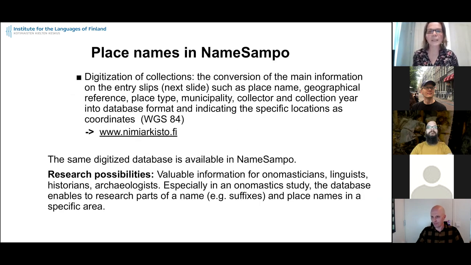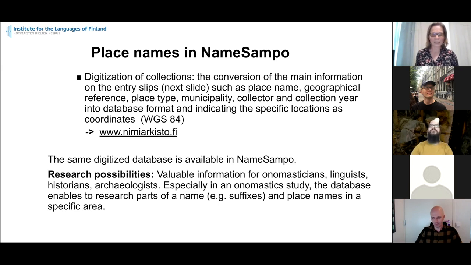Next slide, please. The collections were digitized between 2015 and 17. The schedule was tight. Then the main information on the entry slips, such as place name, geographical reference, place type, municipality, collector, and collection year, were converted into database format, and the specific locations were indicated as coordinates.